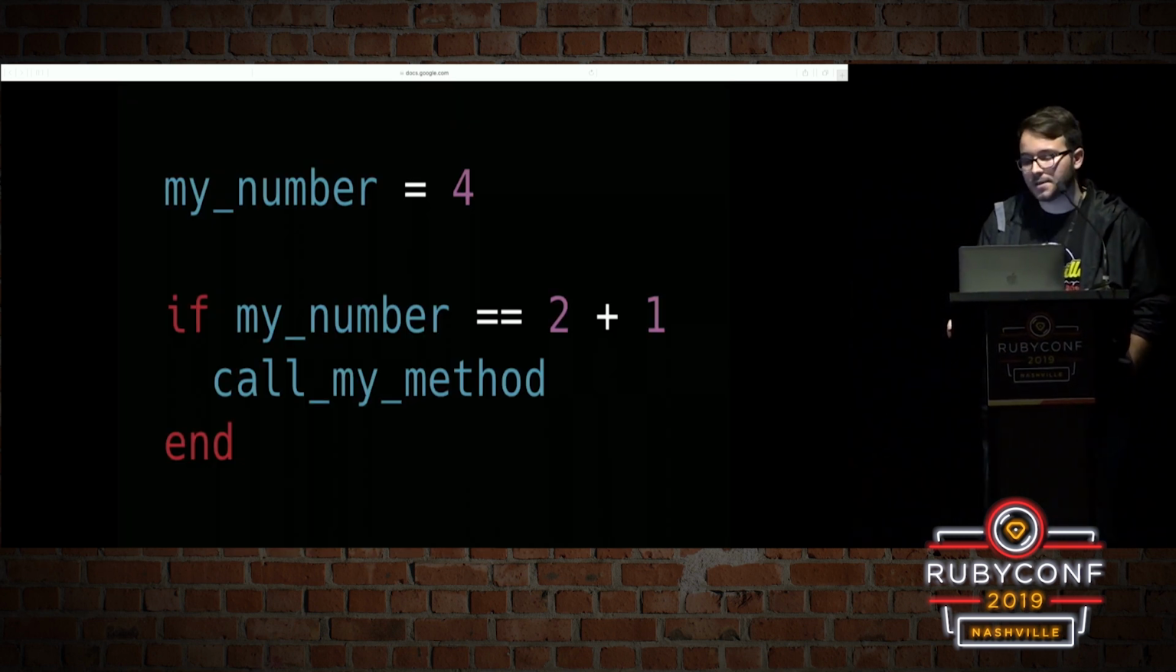this is probably considered a bug to most people, but consider a case maybe where my number is not a hard-coded value, and we're getting some data from a remote source, and we never execute call my method because the if condition is simply never true.